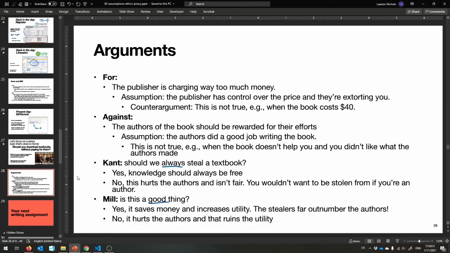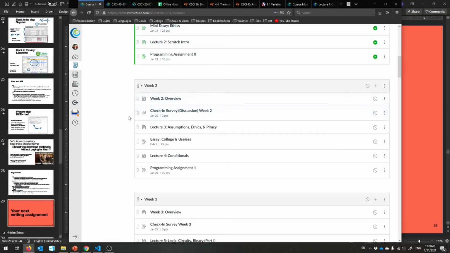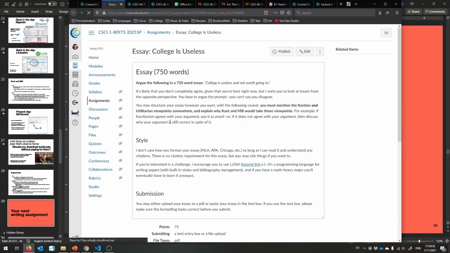So there's just a bunch of different ways to frame things, and hopefully you're getting an idea of how to think like this, because now we come to your writing assignment. I'm going to force you to think like this. Okay, so let's go there. It's on Canvas in week 2. It's this essay right here, College is Useless. So if you click on that, you'll go here. Let me make it large.